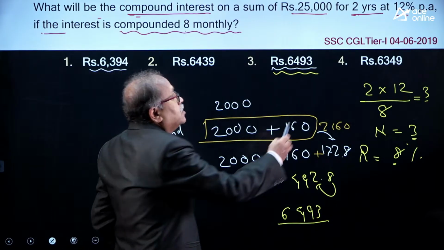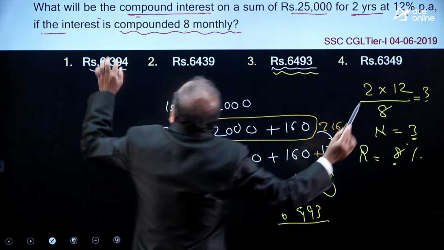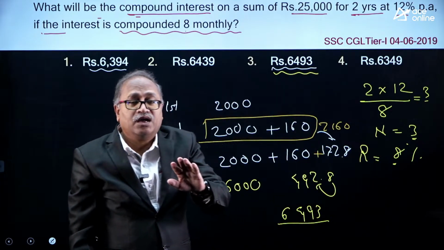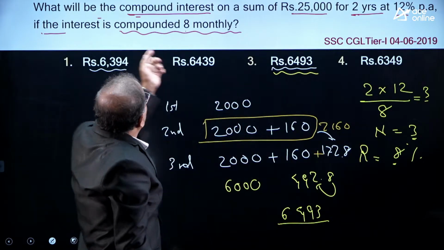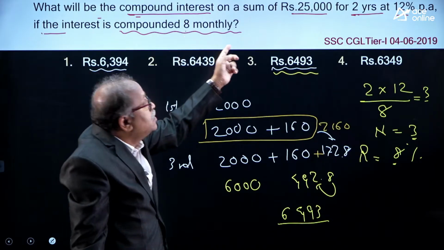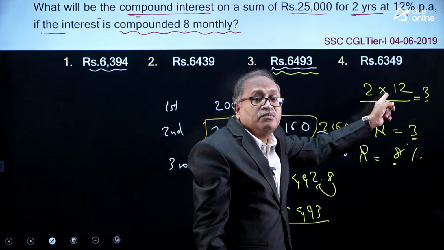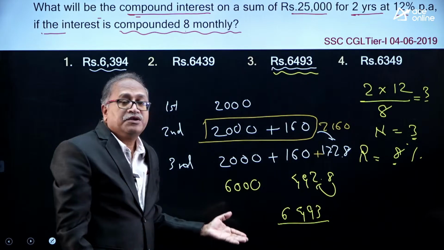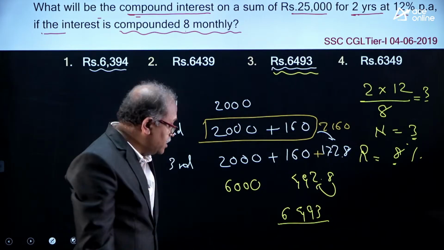But take care that 12% per annum is there. For 8 months the rate of interest will become 8%, and as it is compounding every 8 months, in 2 years, that is 24 months, how many 8s are there? 3 8s are there. So, I have gone for 3 times. Well done, my dear friends.